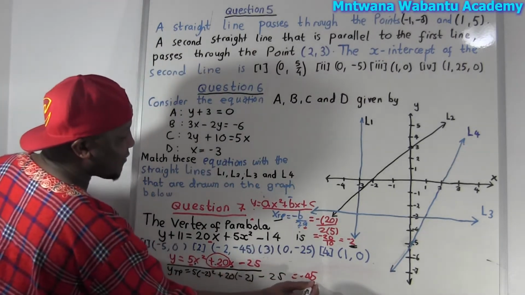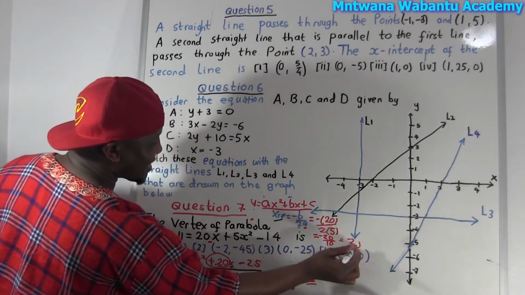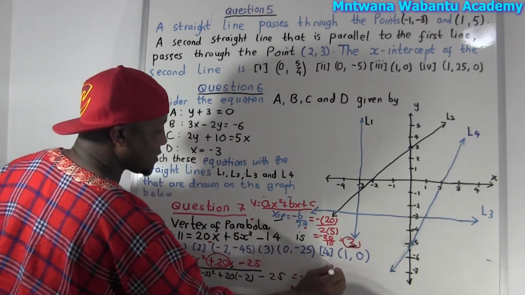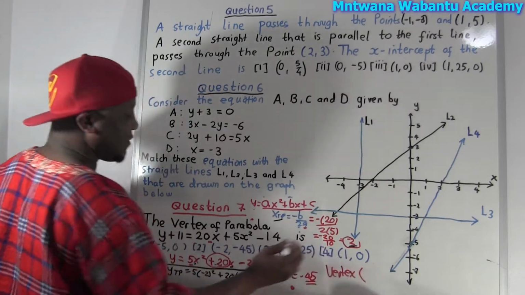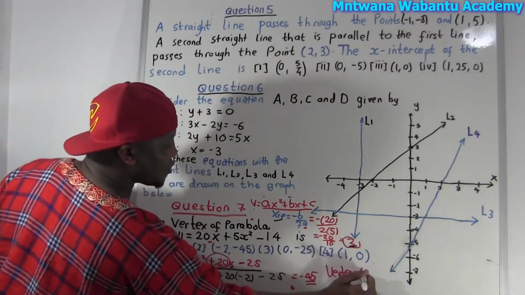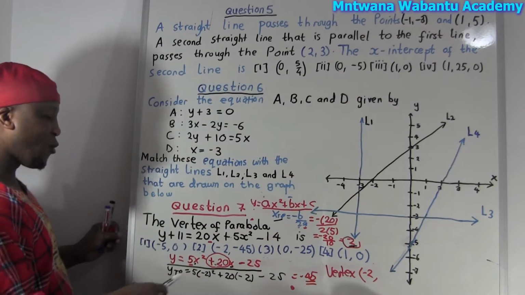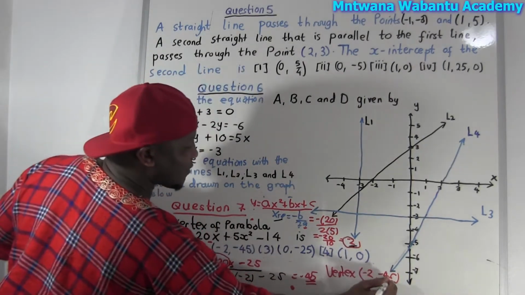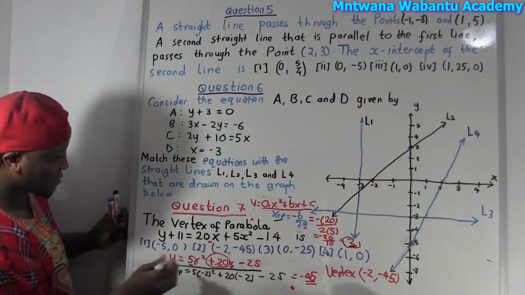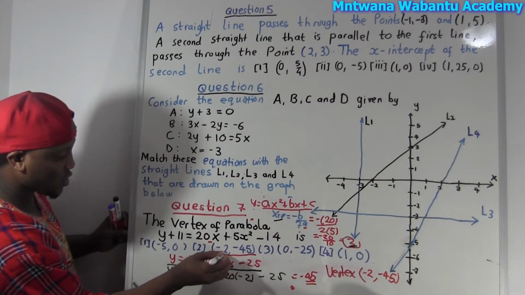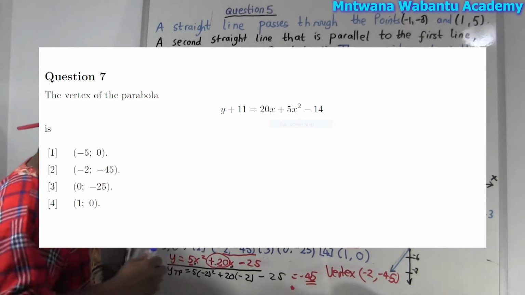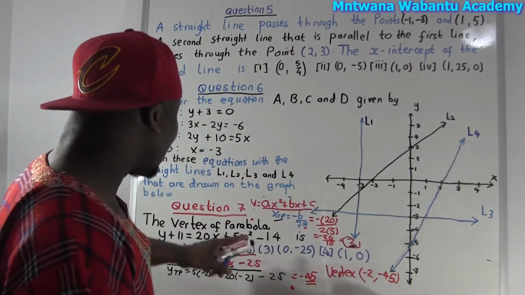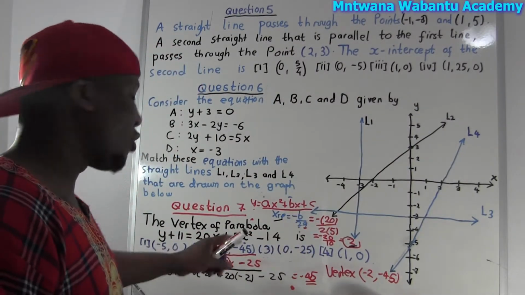So we already have a y at turning point and an x at turning point. So we have a point at the vertex. At the vertex, what is the x? X equals -2. And what is the y? Y equals -45. So now we come to the options. This option here, option 2, is correct. So for this last question, we're done. Our correct answer is option 2.